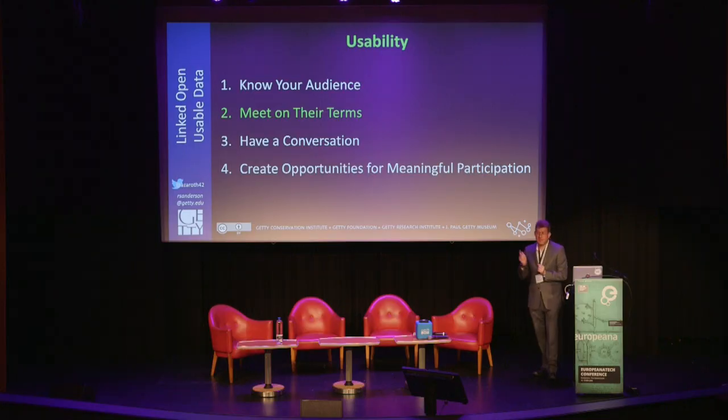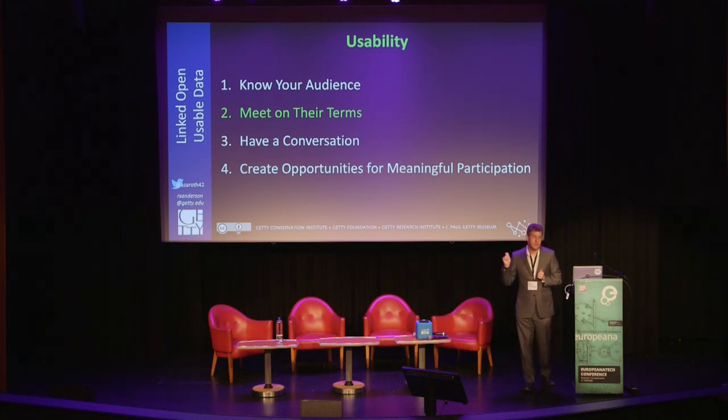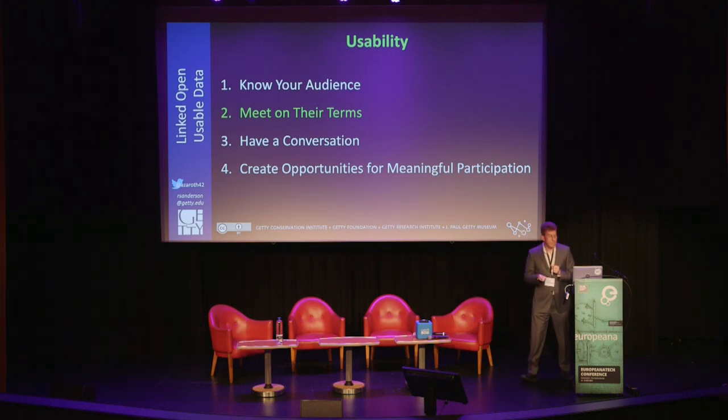Okay, so usability then. Rob, come on, get to the chase. So usability really is the second part here. Meet on their terms. So it's the audience that needs to be the one determining usability. So meeting on their terms means going to the audience, explaining things to them in a way that is useful to them. And of course, the audience, as we said, is developers. So what does it mean to explain data to a developer?